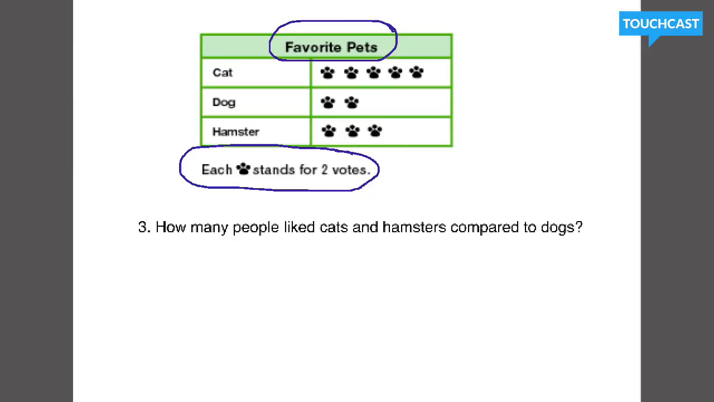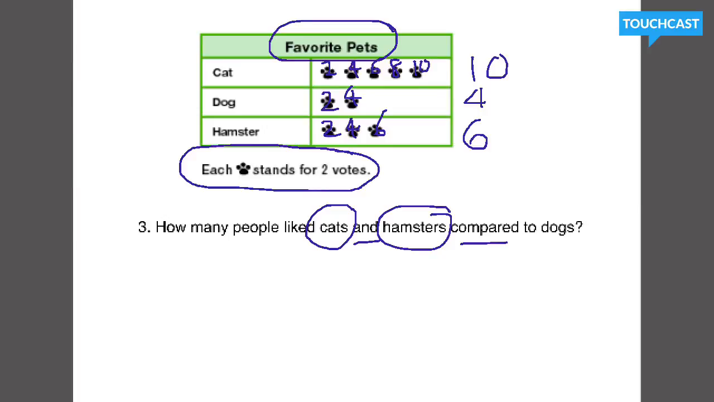All right, guys, it's time to see if you were correct. So each of these little paw prints stands for 2, so we're counting by 2. 2, 4, 6, 8, 10. So the value of cat is 10. Dogs, 2, 4. The value of the dog is 4. Hamster, 2, 4, 6. The value of the hamster is 6. Let's read the question. How many people liked cats and hamsters compared to dogs? That sounds similar to our bar graph one. All right, good luck. Solve.